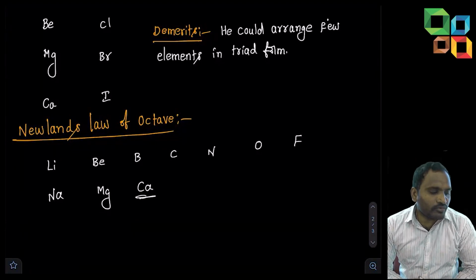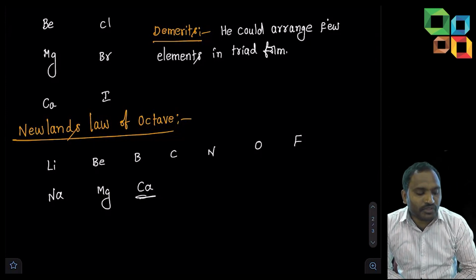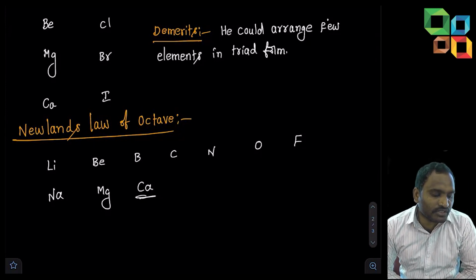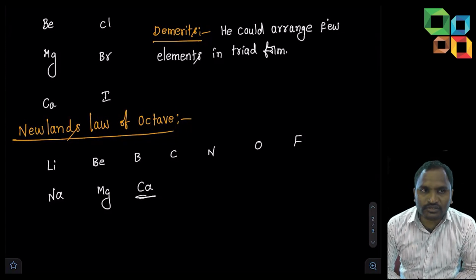Newlands octave: the elements are arranged in order of increasing atomic mass, and every eighth element has properties similar to those of the first element. So repetition of properties occurs after every eighth element.